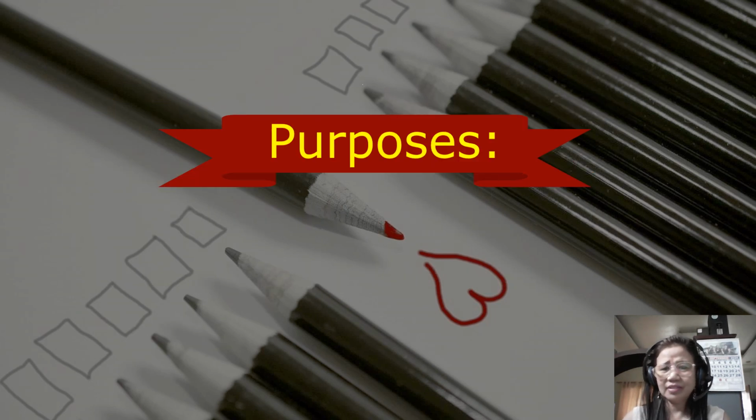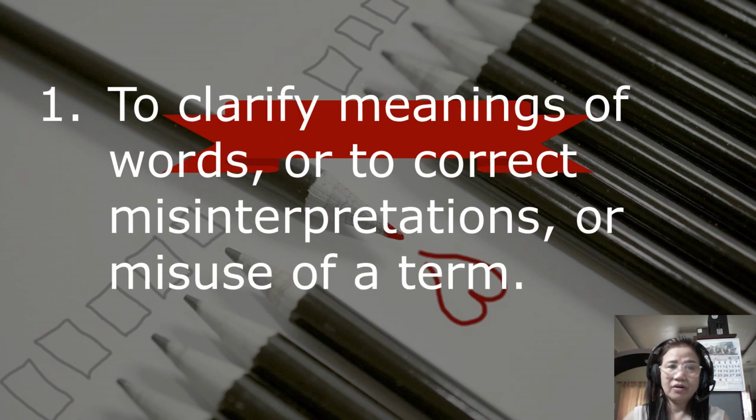What is the purpose or the purposes of writing a concept paper? So these are the following. Number one, to clarify meanings of words or to correct misinterpretations or misuse of a term. So if you are confused on certain concepts and you want to write a concept paper about this, therefore you are able to clarify the meaning and eradicate misinterpretations or misuse of such words.